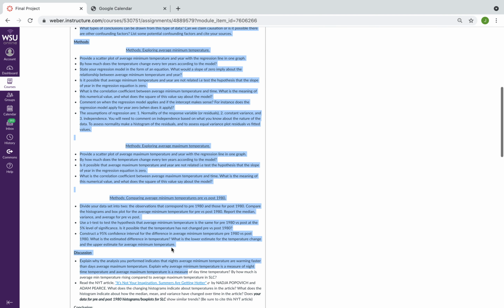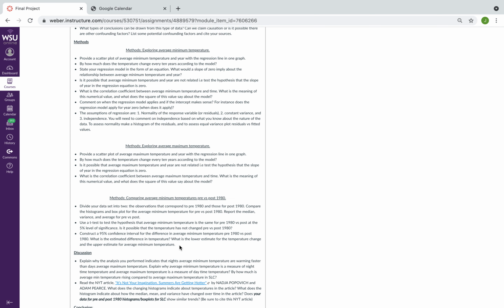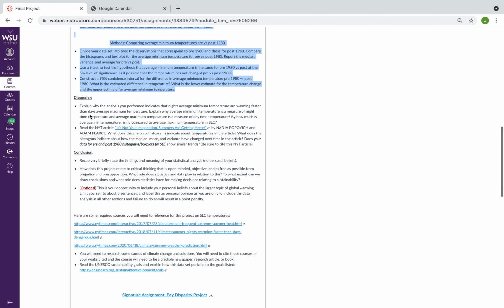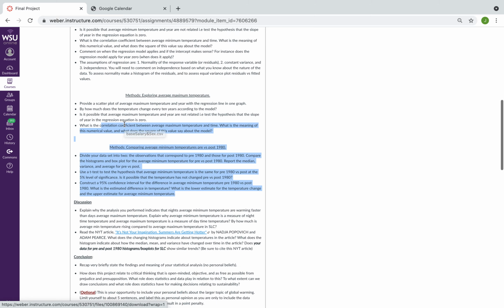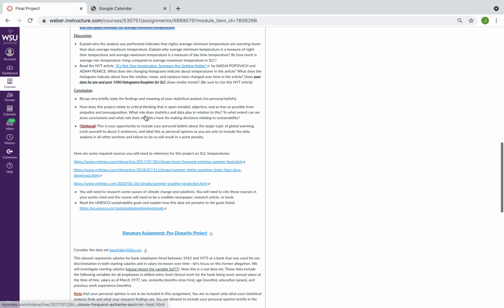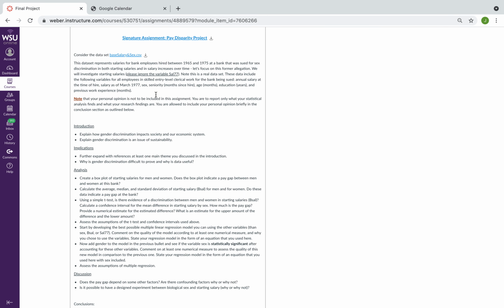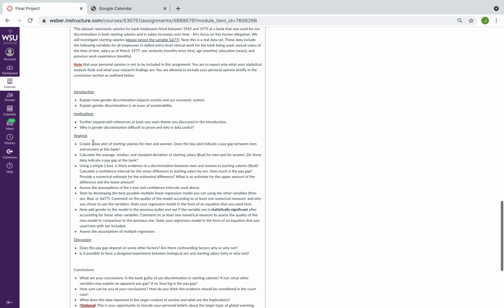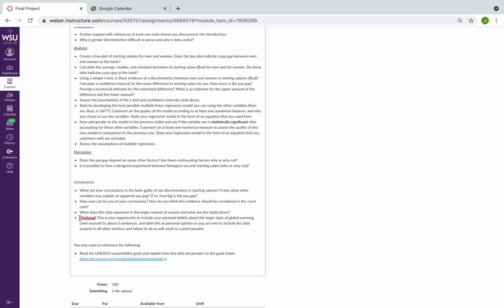Now this looks like it is longer than the other project. If I go down to the other project, it's the pay disparity project. Here's the data set, by the way. And for the temperature project, here's the data set. So the pay disparity project is less structured. You're not to include your personal opinion, you're just to do your research to answer these questions in an independent fashion. Okay, and in fact, if you want to express your opinion, there's one place where you can do it, and it's here.